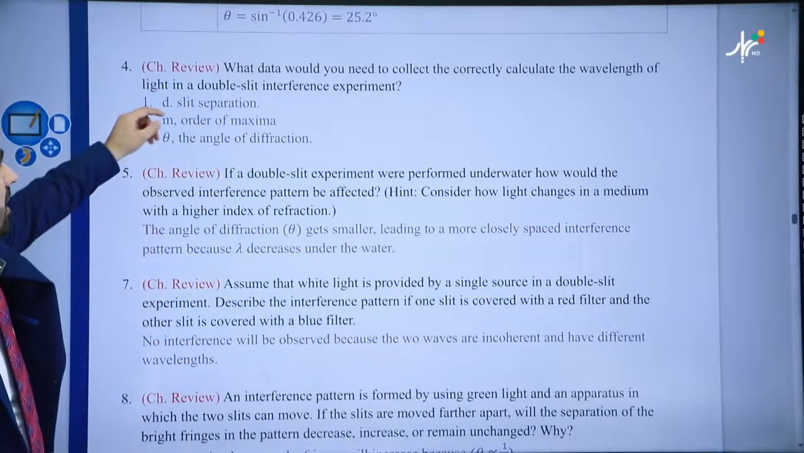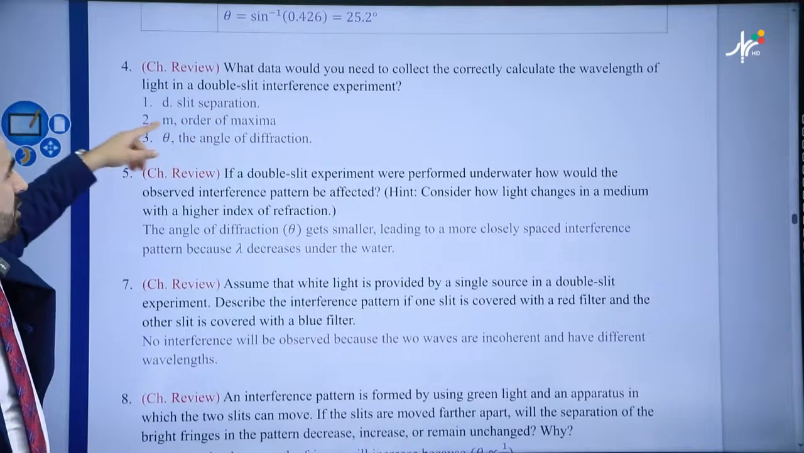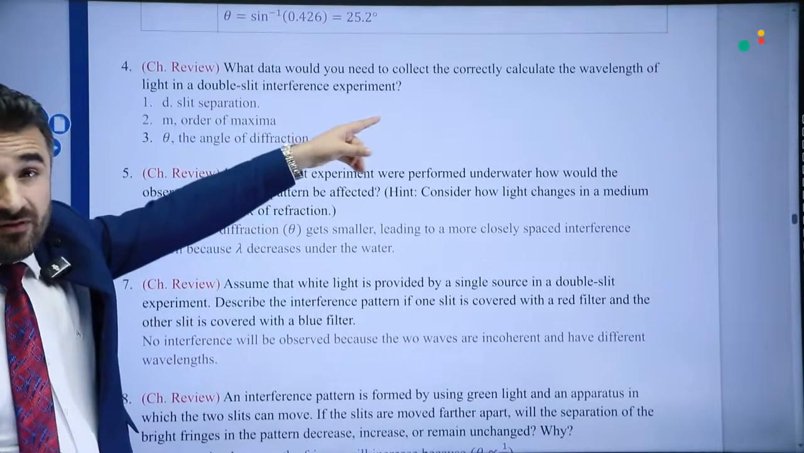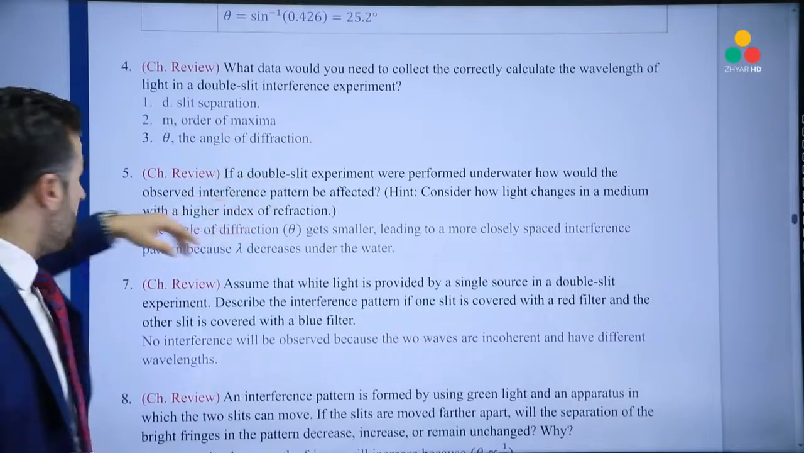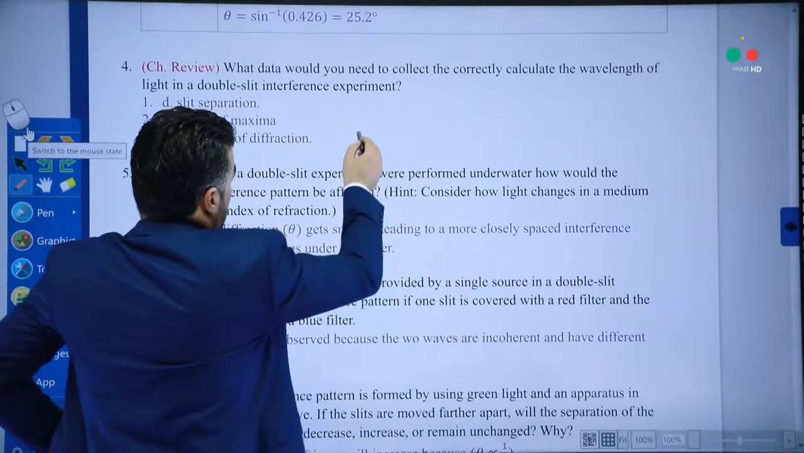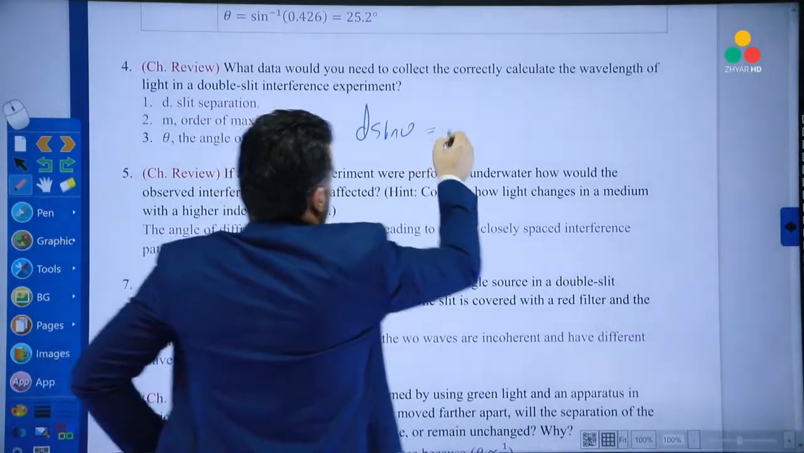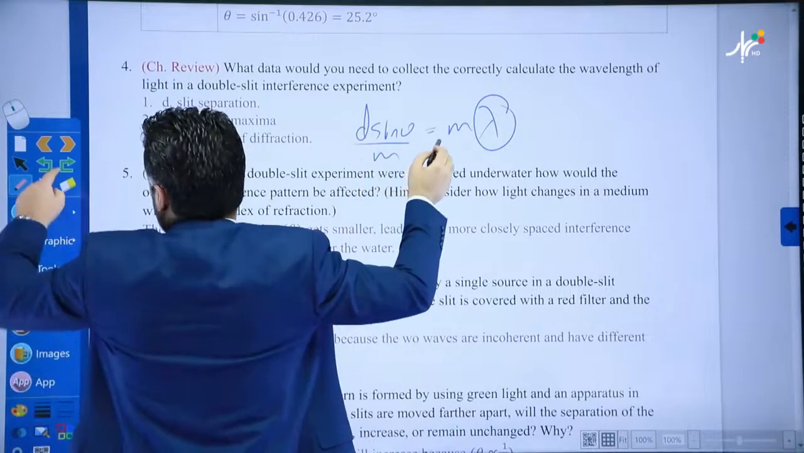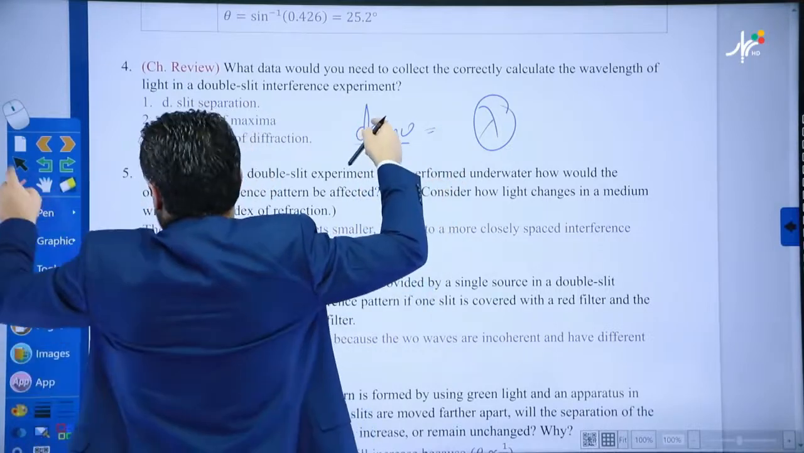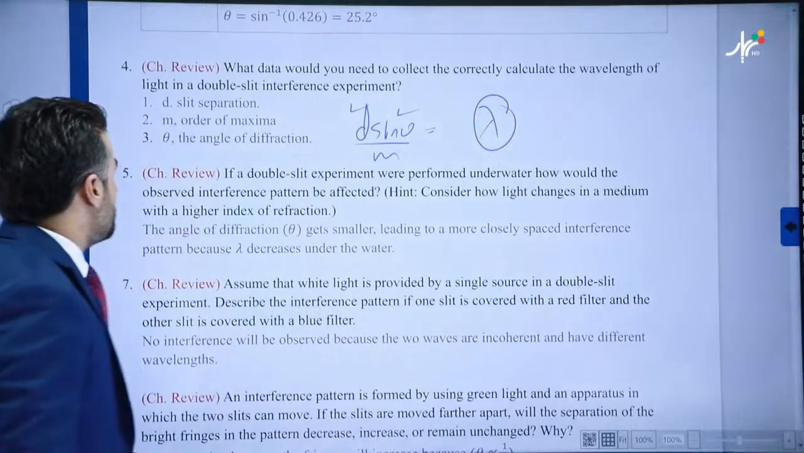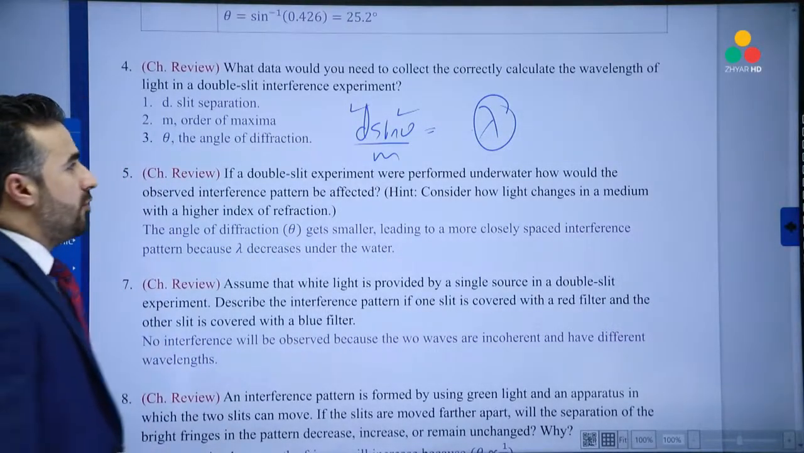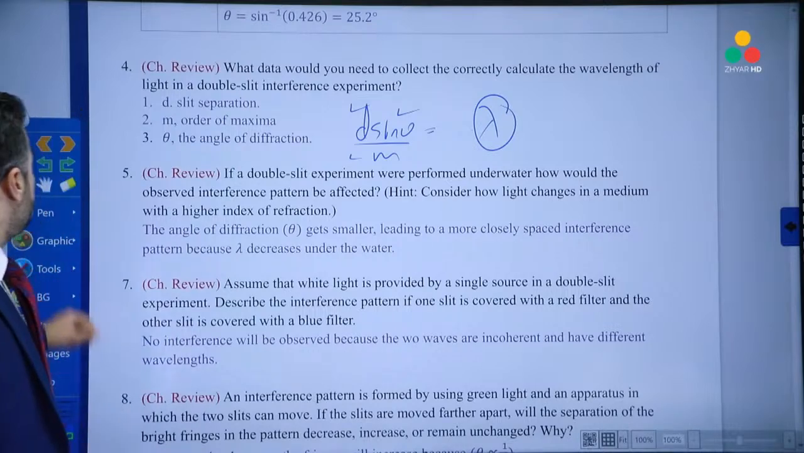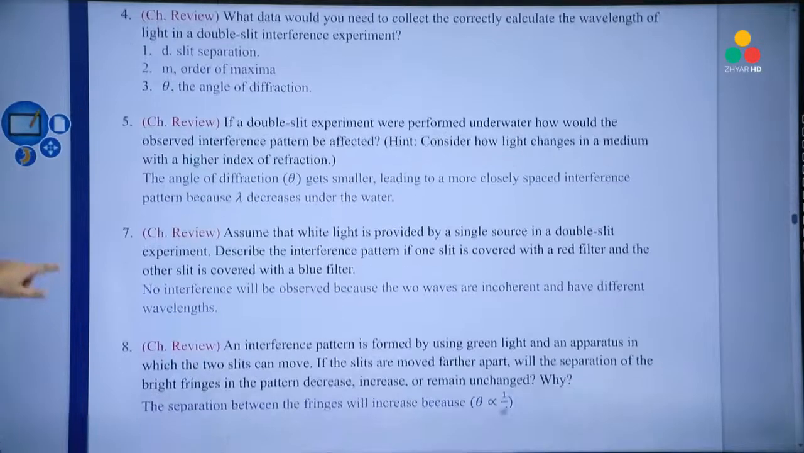So you will need the slit separation, you will need the order maxima, and the angle of diffraction as well to calculate the wavelength. Just make the wavelength the subject, and this would be the answer. Once again, d sine theta equals m lambda. If you want to calculate this one, you move the m here, so this is what it becomes. You need the slit separation, you need the sine theta, that is basically the angle of diffraction, and the order number as well. That is what you basically need. That is the answer to this question.